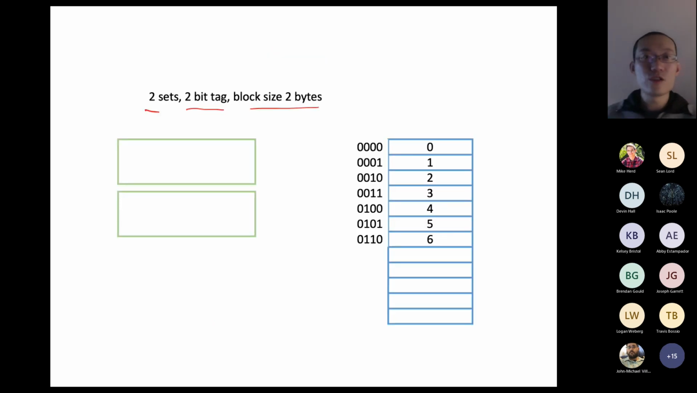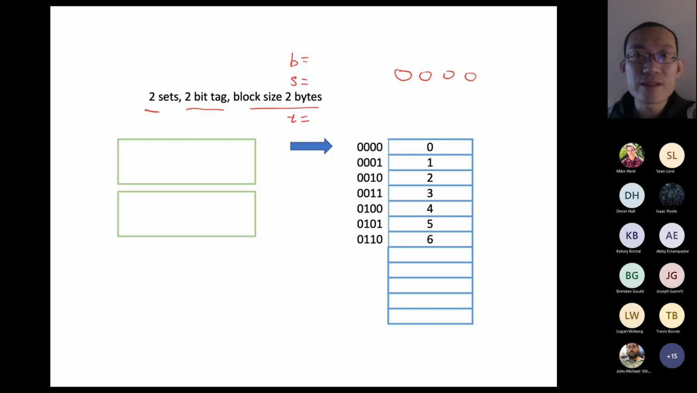And now let's look at how we utilize this cache. Let's assume at the very beginning we access the address 0000, and the cache right now is empty. Now, could you tell me what are the bits we need for the block offset, what are the bits we need for the set index, and what are the bits for the tag?